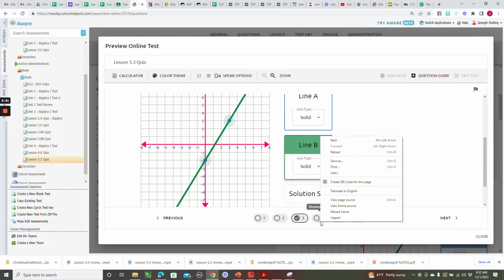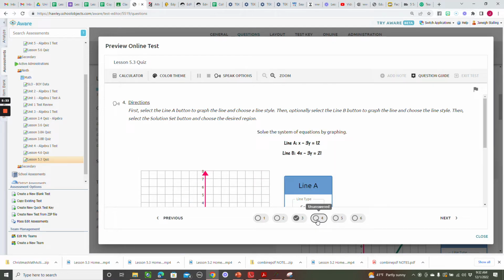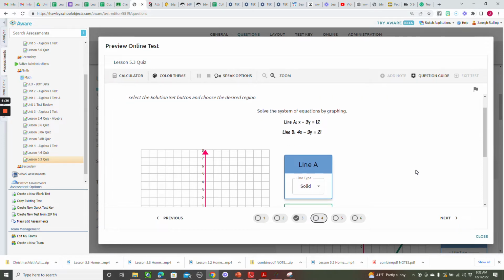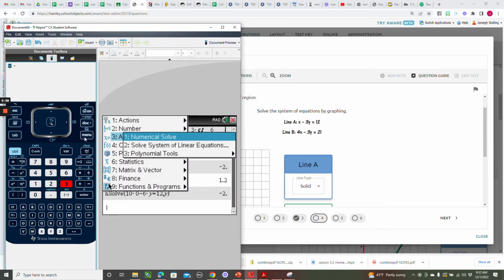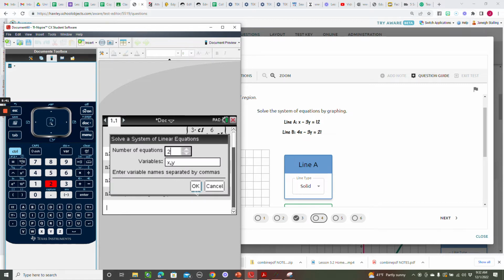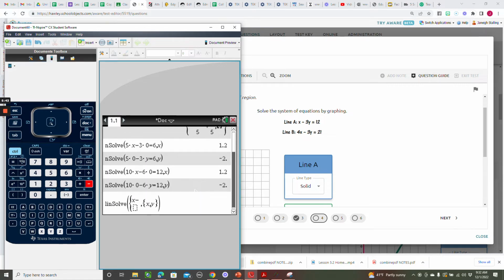So question number 4. Same way, it's in standard form. So we're going to solve it first. We're going to do menu 3, 2, and we're going to solve it. So x minus 3y equals 12.